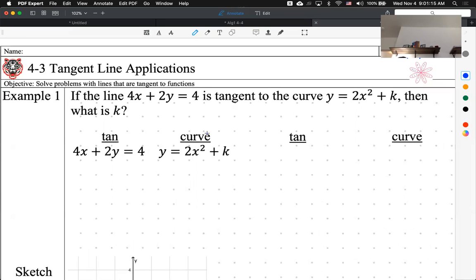Let's do example number 1. And there are these same 4 steps over and over and over again. You'll always have these 4 steps, and there'll be slight differentiations in between them.